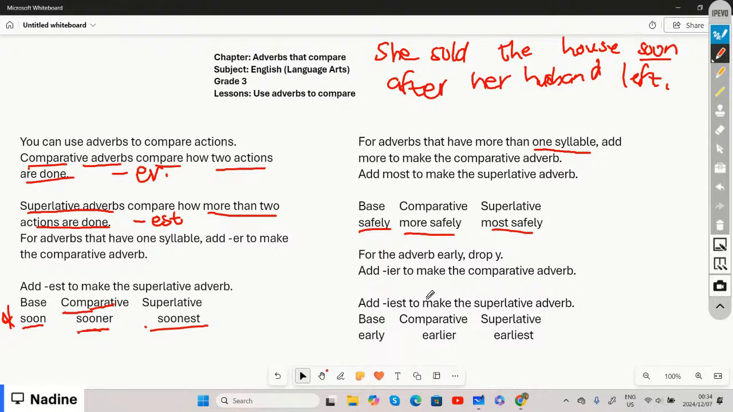All right. And then when it comes to adverbs, then also, for example, our adverb sometimes starts with a Y or ends with a Y.